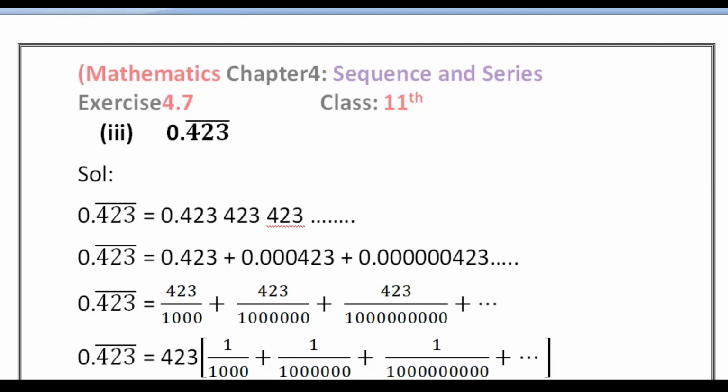In this lecture I will solve exercise number 4.7, question number 7, part number 3, that is most relevant from the paper's point of view. So let's start.